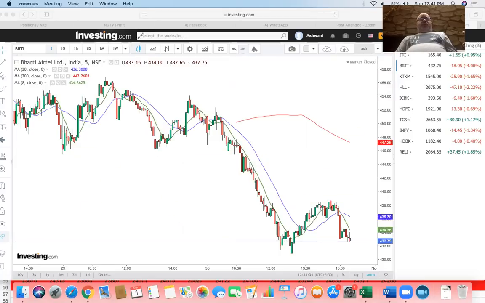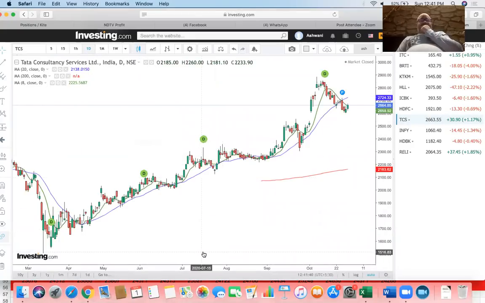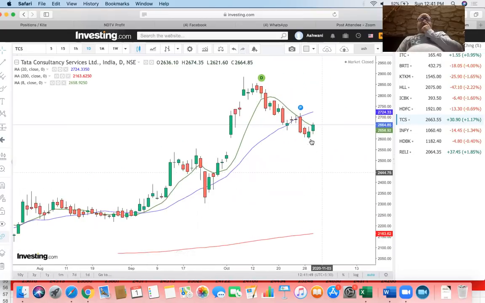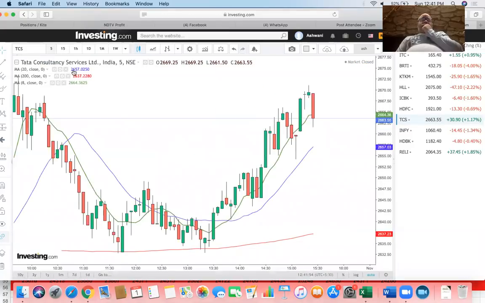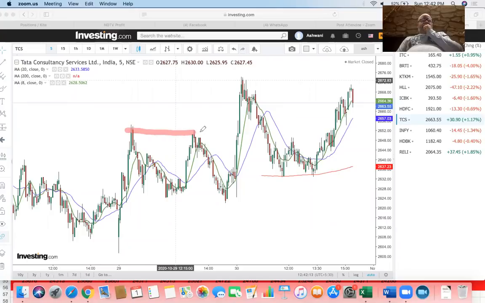So where do you want to go long? I think TCS on a daily is showing upside. This is a kind of a support zone. And by Monday, I think this should rise, the 200 should rise till this point. So you can easily have a stop below the 200. But this is a buy.